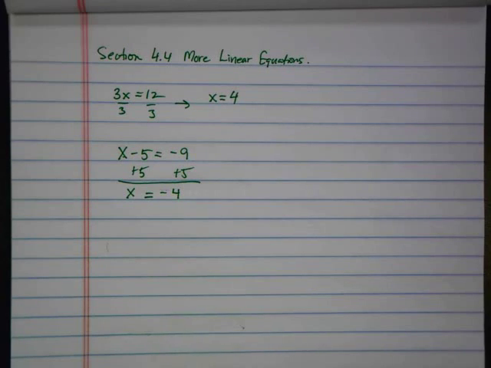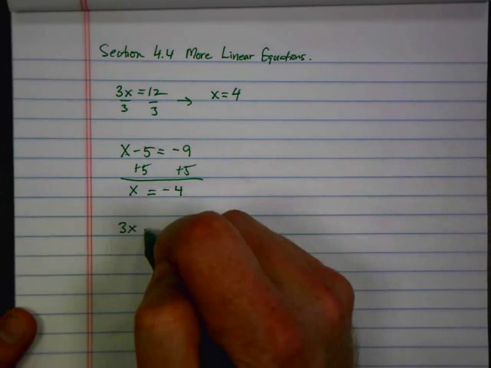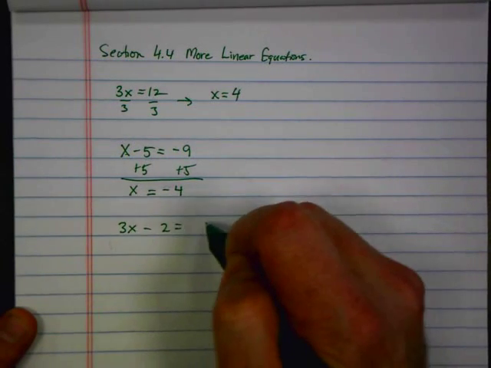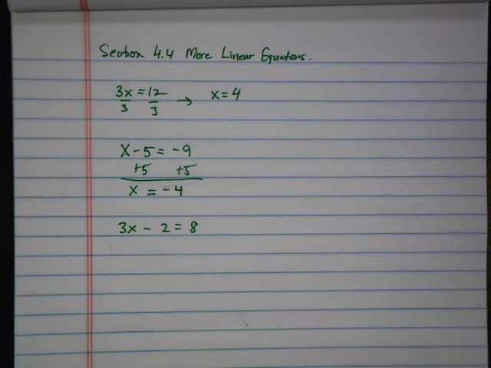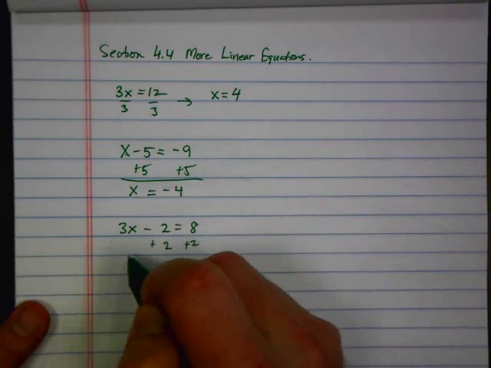All right, so what we're going to do today in section 4.4 is put it all together, and we're going to have equations that are a little bit more complicated. For example, we might have something like 3x minus 2 equals 8. I think we did ones like this the other day too. What would you do to get the x all by itself? Typically, we do the adding and subtracting first because we saw when we didn't do that the other day, we got lots of fractions that we didn't like.